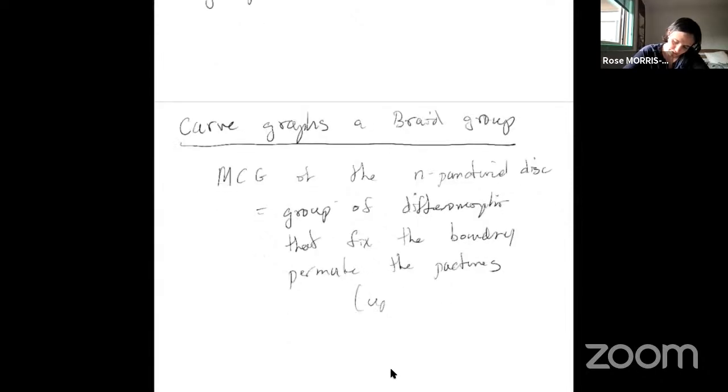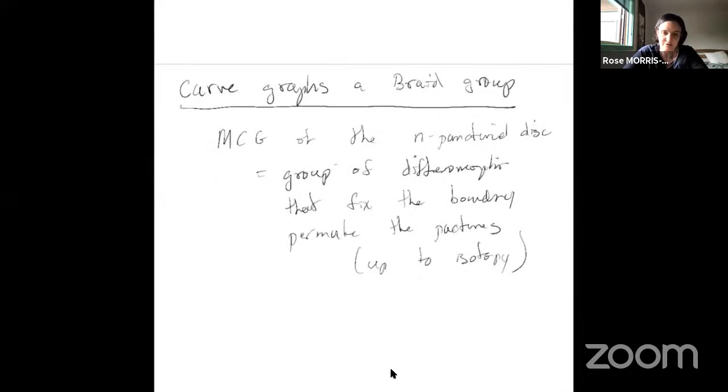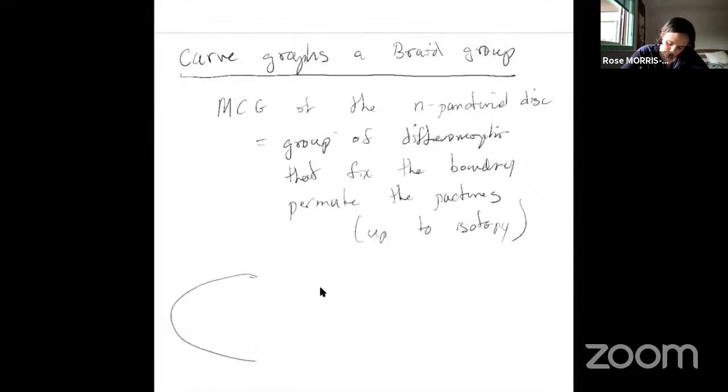Let's say this is up to isotopy. So there's some equivalence class on diffeomorphisms in order to make this group not just completely ungainly. Right, so your sort of picture that you should have in your head: here's my punctured disk, and here's my element of the braid group.